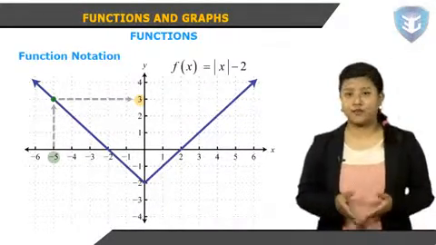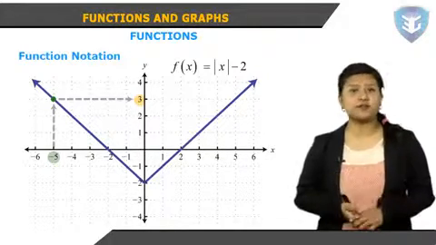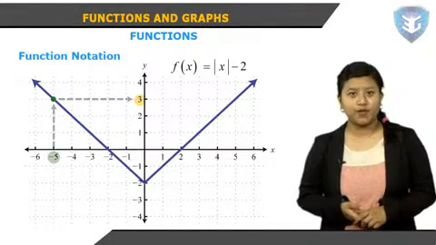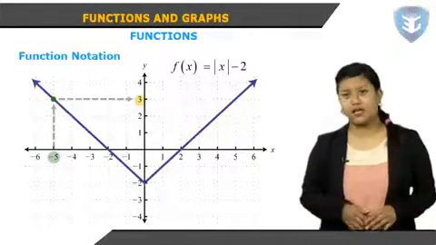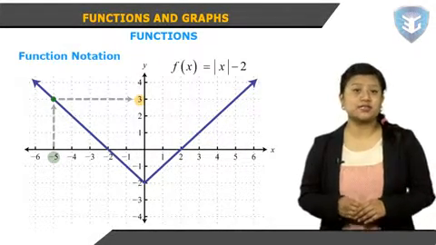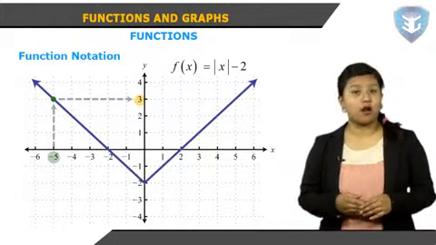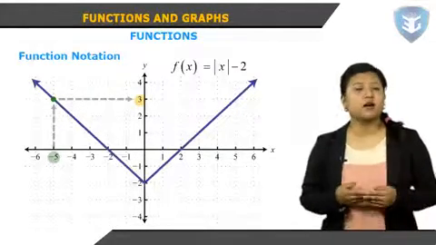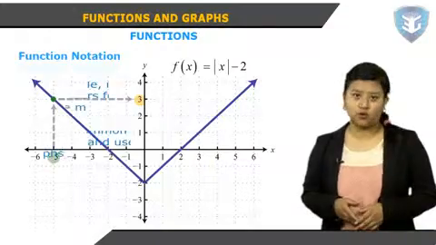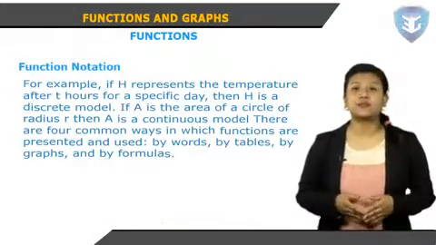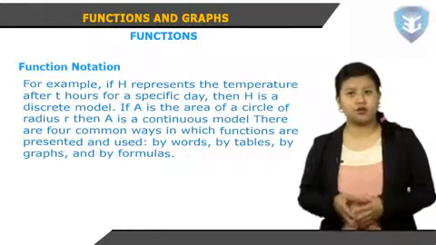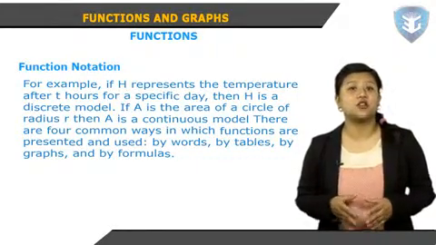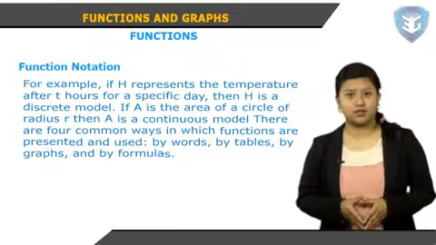In applications of mathematics, functions are often representations of real-world phenomena. Thus, the functions in this case are referred to as mathematical models. If the set of input values is a finite set, then the models are known as discrete models. Otherwise, the models are known as continuous models. For example, if h represents the temperature after t hours for a specific day, then h is a discrete model. If A is the area of a circle of radius r, then A is a continuous model.